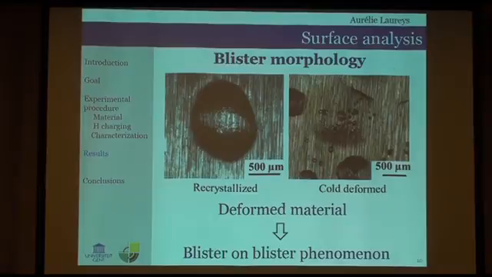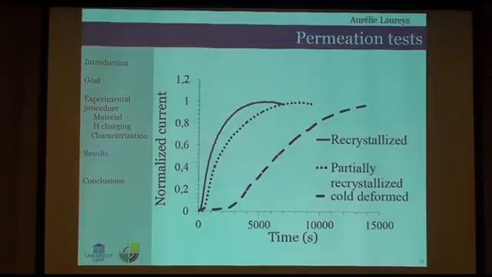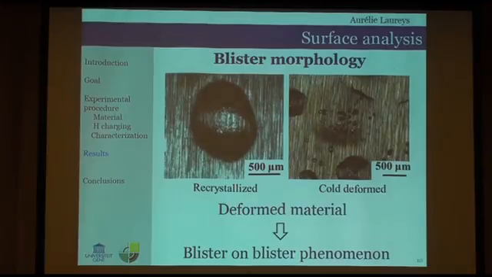Recrystallized samples showed dome-like, well delineated blisters, while cold deformed samples showed more flattened blisters, which were not that well distinguishable. And additionally, we noticed that the blister-on-blister phenomenon was occurring. So this is all the small blisters here on a larger blister. It's a kind of secondary blister formation mechanism where small blisters prefer to initiate on already existing larger blisters. This was not observed for the recrystallized material, but it was for the partially recrystallized material.